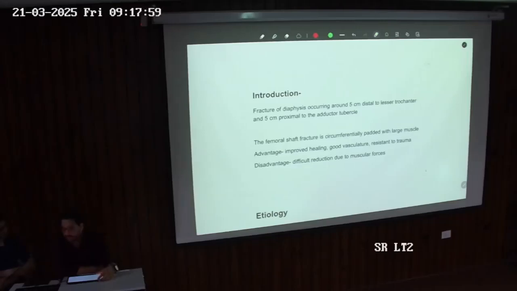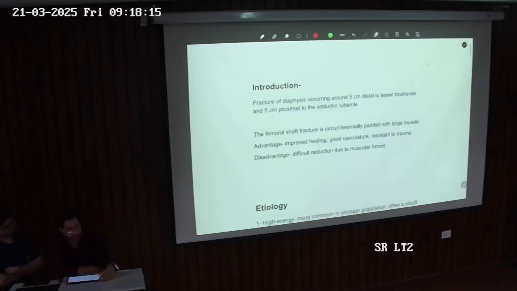Diaphysis. Fracture of the diaphysis occurring around 5 centimeters distal to the lesser trochanter. Where is the lesser trochanter situated? Around the head of the femur, and 5 centimeters proximal to the adductor tubercle at the distal femur.